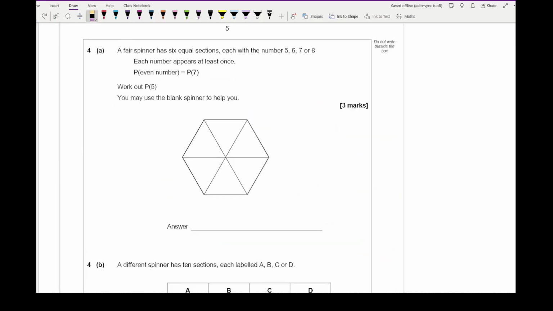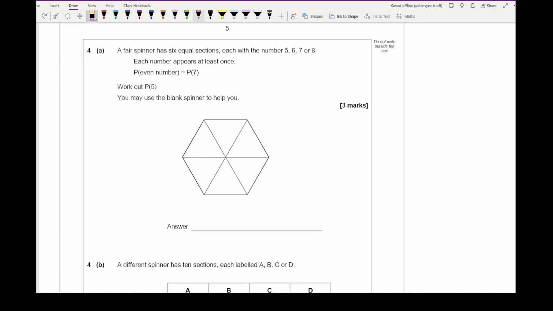So looking at question 4a, it says a fair spinner has 6 equal sections, each with the numbers 5, 6, 7 or 8. Each number appears at least once. The probability of getting an even number is equal to the probability of getting a 7. Work out the probability of getting a 5. You may use the blank spinner to help you.